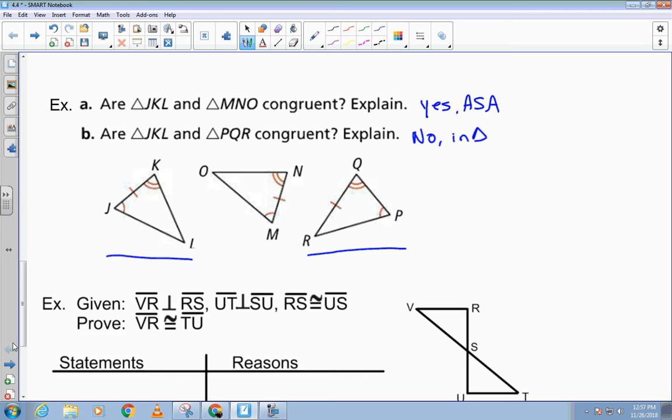In triangle PQR, the congruent side is not included between the congruent angles. Make sure you look closely. And don't just look at the first one and say, oh, yeah, that's angle side angle. You gotta look at the second one and make sure it matches up, okay?